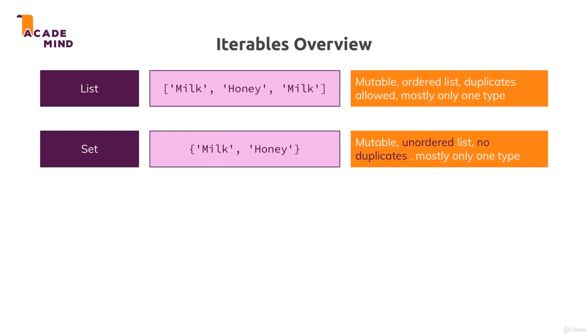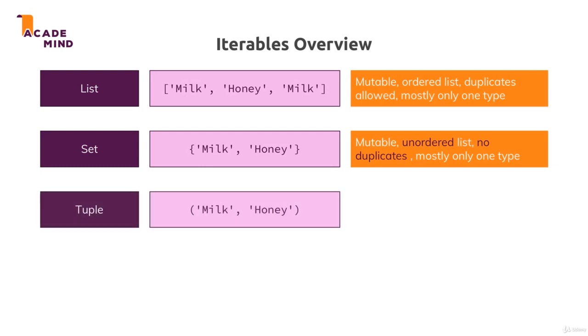So this is great whenever you need to manage any data where you don't want to have duplicates. Mostly, just as with lists, you manage only one type of data, but as with lists, this is no hard requirement. We also have tuples.